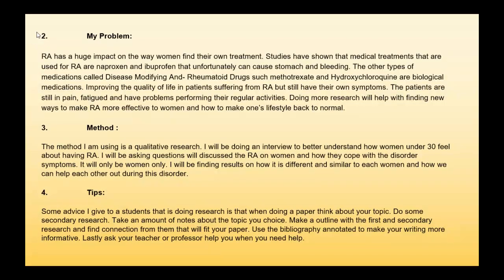One tip I give students who want to do research is: when doing a paper, think about your topic, do some secondary research, and take a good amount of notes about the topic you choose. Make an outline with the primary and secondary research and find connections between them that will fit your paper. Use the annotated bibliography to make your writing more informative. Lastly, ask your teacher or professor for help when you need it.